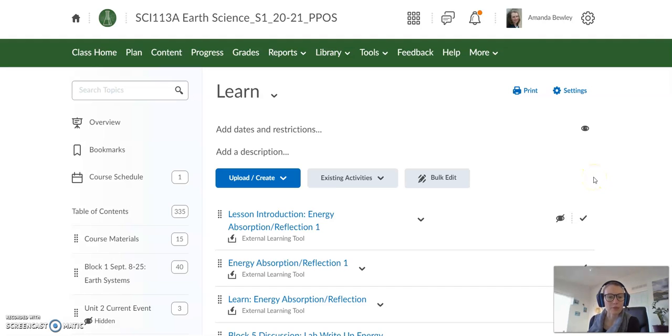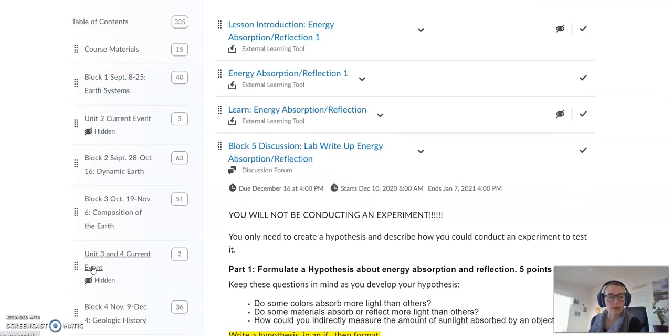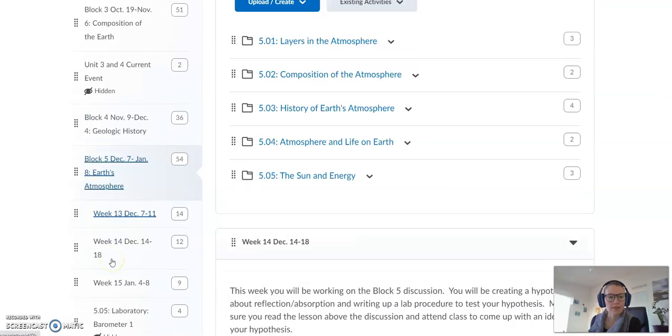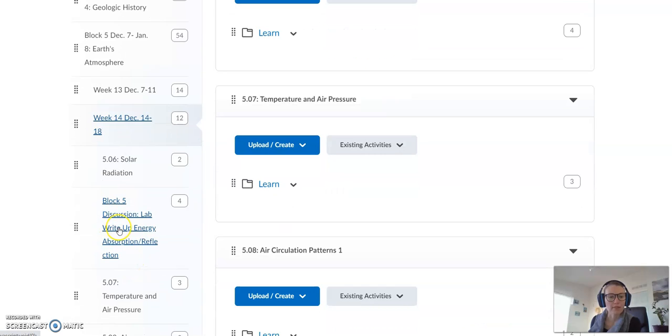This is a quick description on how to complete your Block 5 discussion. First, navigate to the discussion under Content. Scroll down to Block 5, looking at the gray modules on the left. Under Week 14, you should see this Block 5 discussion lab write-up.